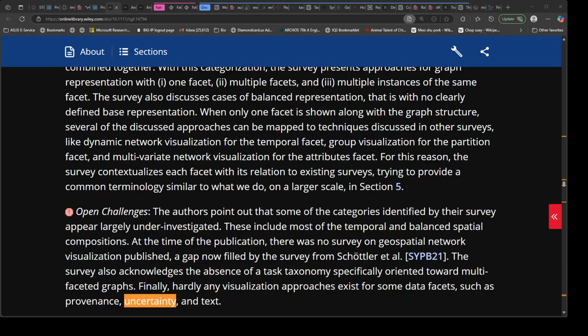Are we there yet? A roadmap of network visualization from surveys to task taxonomies, Part 2. Velitchko Filipov, Alessio Arleo, Silvia Miksch.